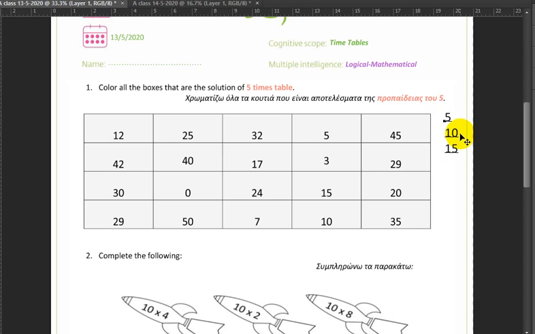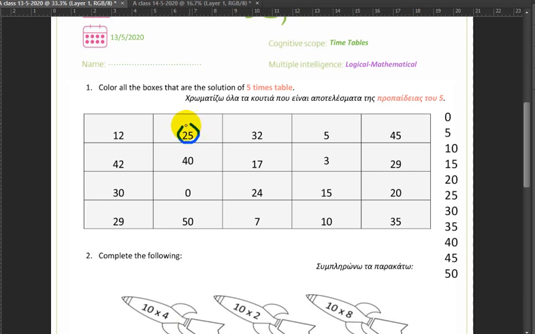So we have 5, 10, 15, 20, 25, 30, 35, 40, 45, and 50. And of course, and this is very important for this exercise, we usually start with 5 because that's what we get when we do 1 times 5. But we can also get 0 if we multiply 5 with 0. So let's begin immediately. 12 is not a result, as you can see.